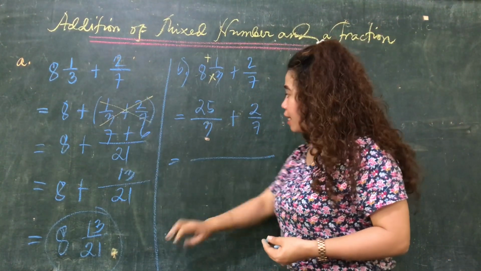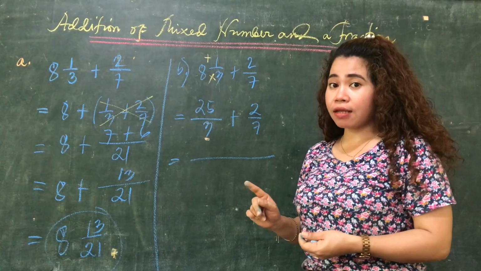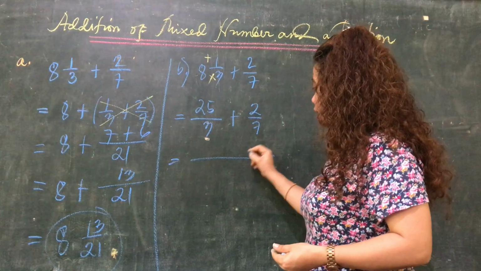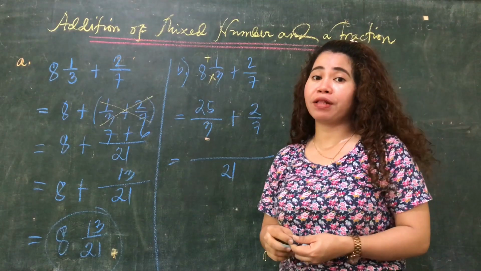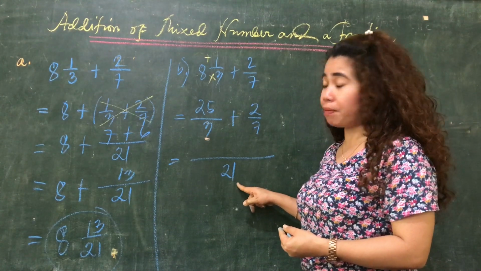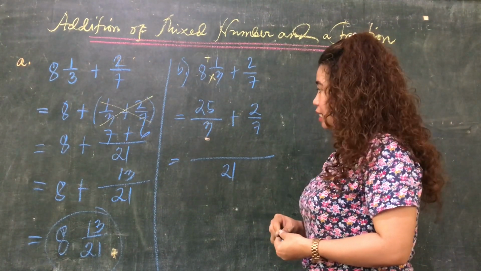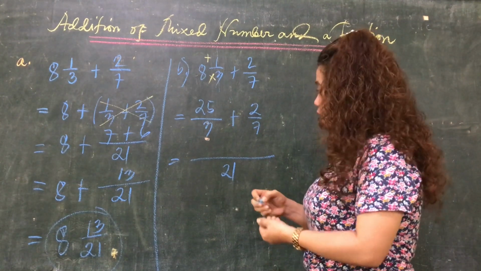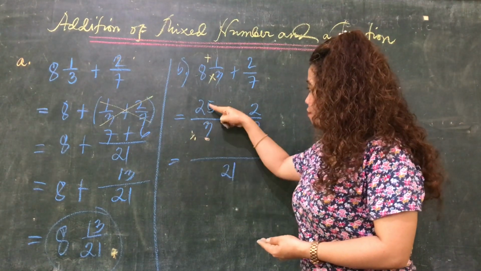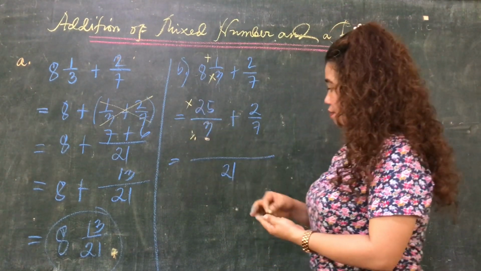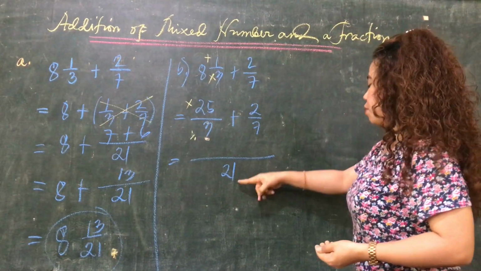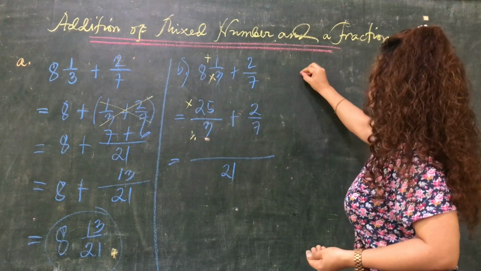Kay nag-cross man ta dria, mangita tag number nga makadivide sa 3, makadivide sa 7. Let's use 3 times 7, you have 21. 21 will be our LCD. Wala na mas gamay pa ani ni 21 ha, nga pwede mamahimong LCD. 21 is the least. Okay, 21 divide by 3, the answer is 7. 7 times 25.